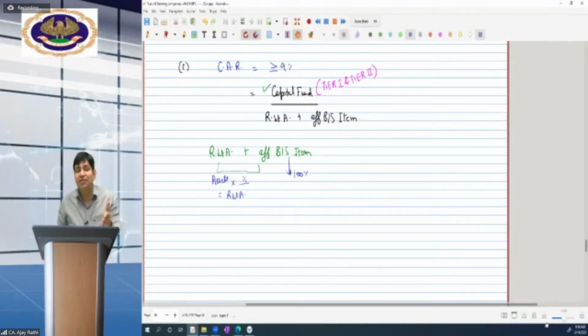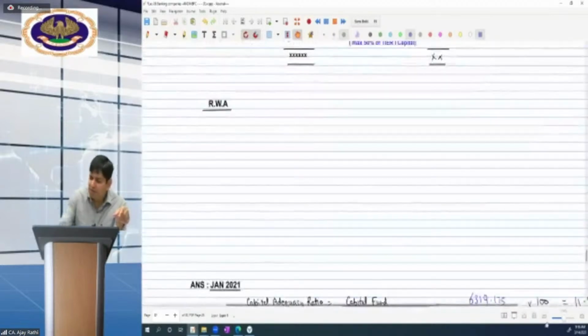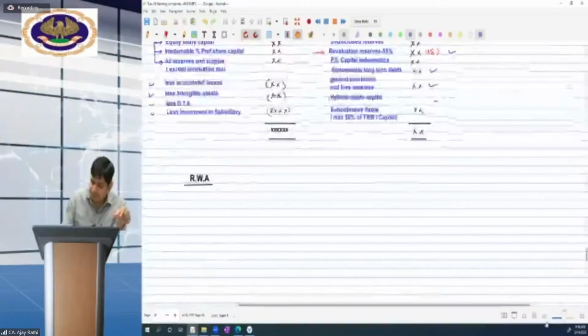What the assets will go into the loss? What the risky assets are there for which capital must be available? Partly convertible, convertible debentures, etc. Okay, risk weighted assets.